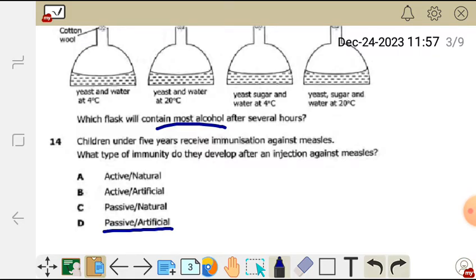So immunization and vaccination are active and artificial. What they do is inject part of a bacteria or a virus, and then from there the body itself will develop defense against that disease. So that is active, and it is artificial because it is an injection in the body. But where we inject antibodies, that is passive and artificial. So the correct answer here is B. Active and artificial is what they receive.